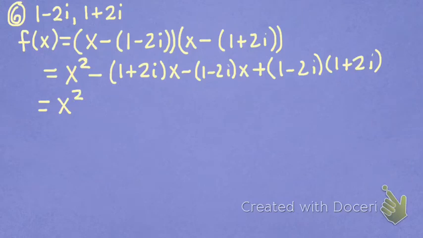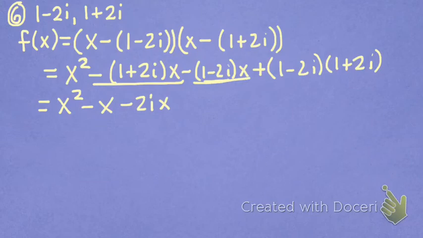x squared stays x squared. But then on this next one, notice that we have a minus and an x that are distributive to this 1 plus 2i. So a minus x times 1 would be minus x, minus x times 2i would be minus 2ix. Then we go over to the next one, have the same situation where we have a minus x distributing a 1 minus 2i. So that gives us minus x times 1 is minus x. Minus x times minus 2i is plus 2ix.